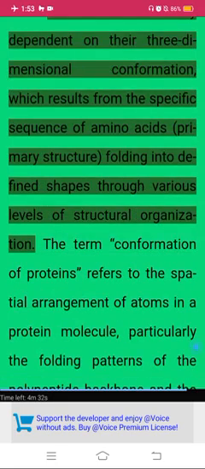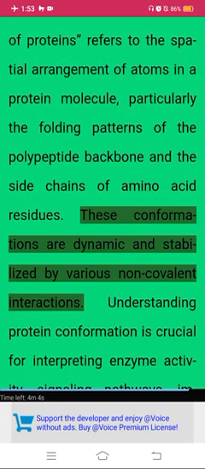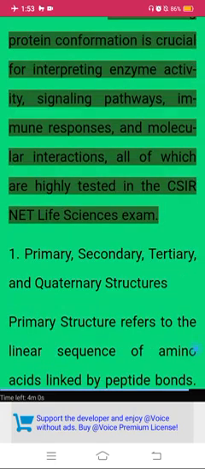Their function is entirely dependent on their three-dimensional conformation, which results from the specific sequence of amino acids, the primary structure, folding into defined shapes through various levels of structural organization. The term conformation of proteins refers to the spatial arrangement of atoms in a protein molecule, particularly the folding patterns of the polypeptide backbone and the side chains of amino acid residues. These conformations are dynamic and stabilized by various non-covalent interactions. Understanding protein conformation is crucial for interpreting enzyme activity, signaling pathways, immune responses, and molecular interactions, all of which are highly tested in the CSIR NET Life Sciences exam.